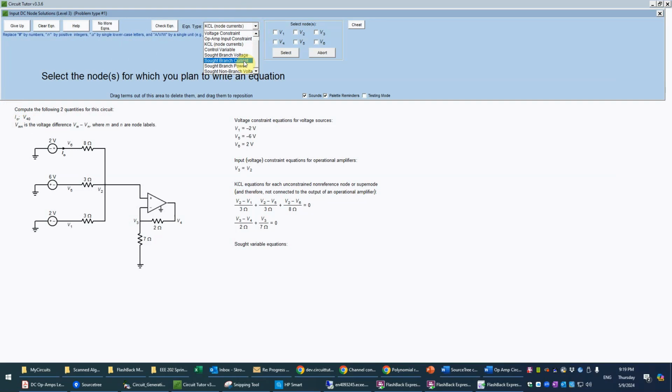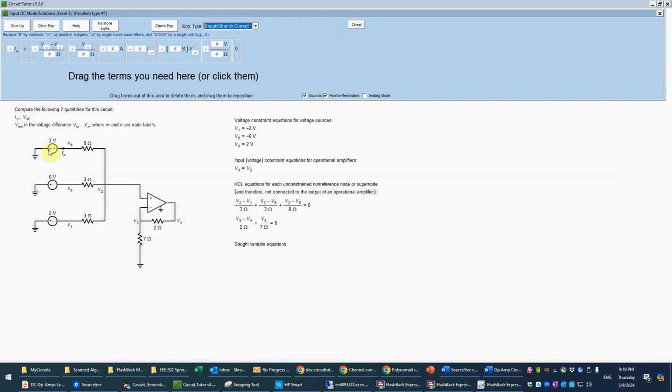SOT branch current. So I0 is going through the 2 volt source. Now that's very difficult to find normally, but in this case it's in series with an 8 ohm resistor, so we can use Ohm's law for that resistor to actually find it rather easily. So we'll say I naught equals, using Ohm's law for the resistor, V6 minus V2, since we want the current going to the right in the direction of I naught, divided by the 8 ohms. Okay, so that'll give us that current.